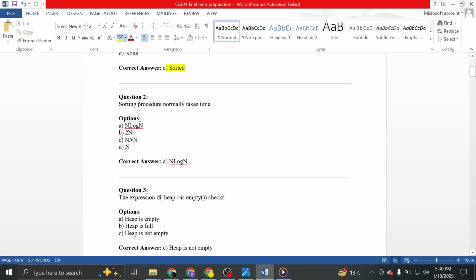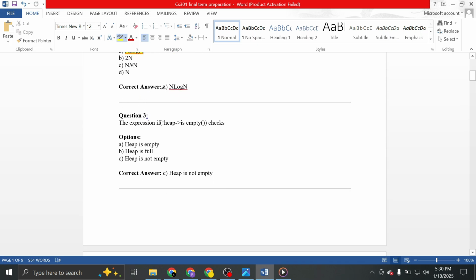Question 2. Sorting procedure normally takes time. Options: A. N log n, B. 2n, C. N squared, D. N. Correct answer: A. N log n.